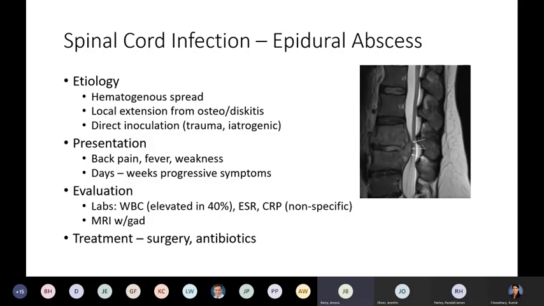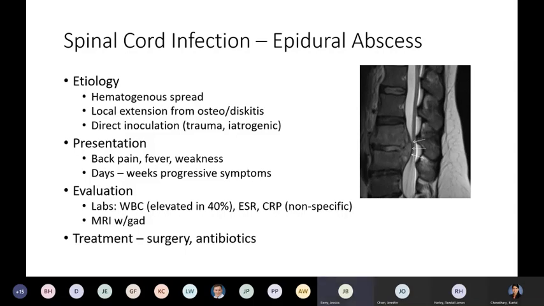In terms of evaluation, MRI is going to be preferred, using gadolinium to evaluate the abscess itself. You may also look at serum studies. Leukocytosis occurs in only 40%, so a normal white count does not rule this out. And then you can have an elevated ESR and CRP, which of course is nonspecific.